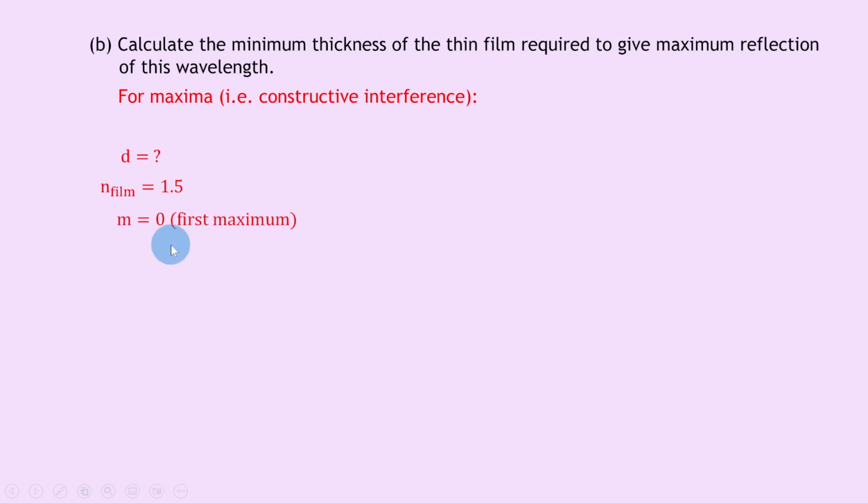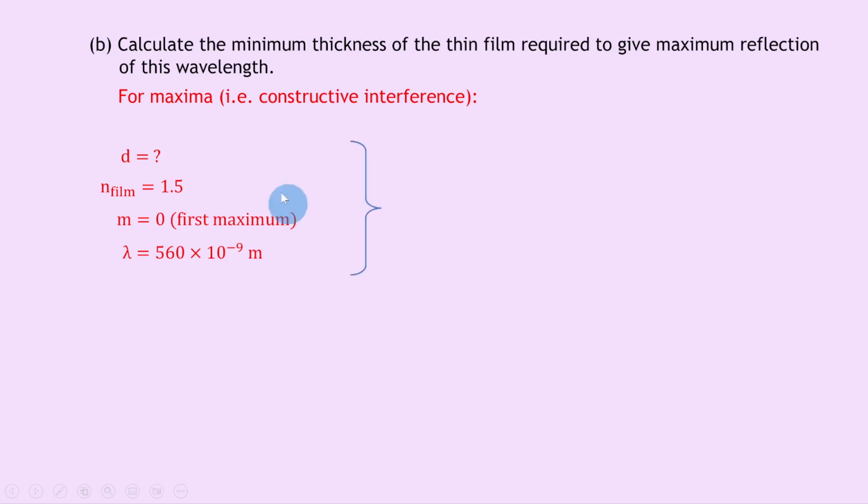We know m equals 0 for the first maximum to give the minimum thickness, and remember that's because we have the equation 2n film D equals m plus a half lambda, so we can actually say that m equals 0 for the minimum thickness here, as opposed to m equals 1 that we had for the first minimum. So this is the lowest possible value that m can take for maxima, and that's to give the minimum thickness, remember. And lastly we have the wavelength lambda is 560 times 10 to the minus 9 meters.